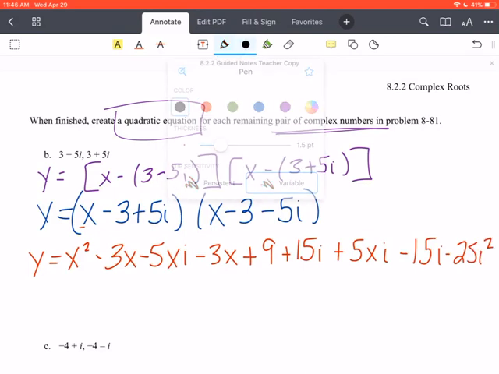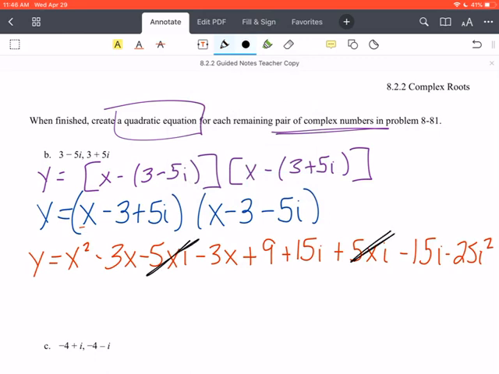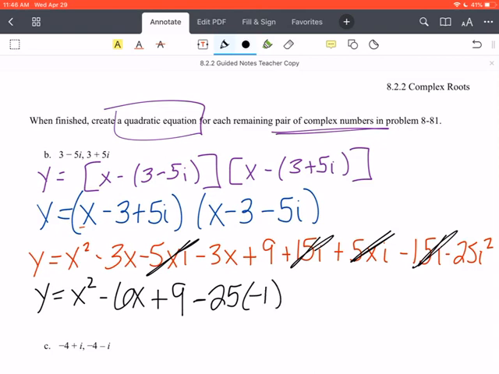Now I'm going to look and see that things cancel out. So I have negative 5xi and 5xi. I have 15i and negative 15i. So I have y equals x squared minus 6x. Combine your like terms. I have plus 9, and then I have minus 25i squared, and i squared is negative 1. So, finally, I get y equals x squared minus 6x, and then positive 25 plus 9 is 34. Whoops.